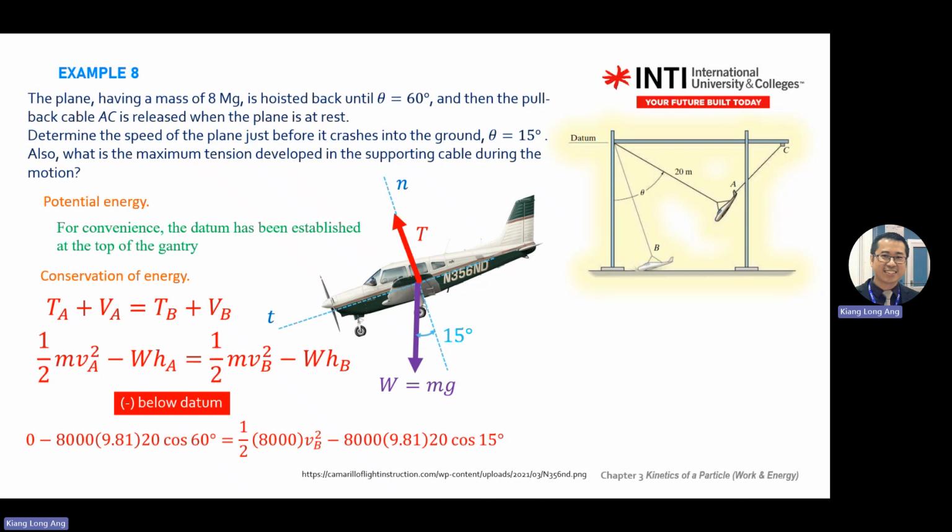Right? Then when it comes to B, it is 15 degrees. This one changes to 15 degrees. So there's a triangle here. So the H is from the datum to here. Okay, so you have cos 15 degrees. You see the arrow? Here to here.